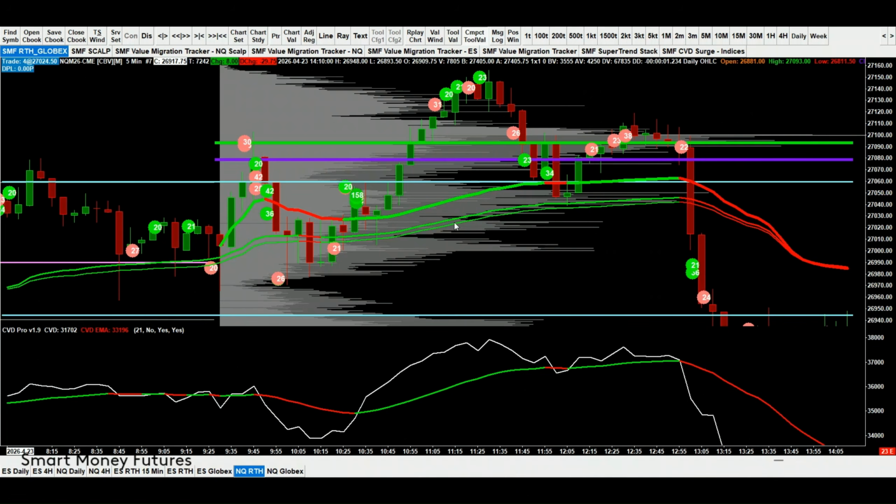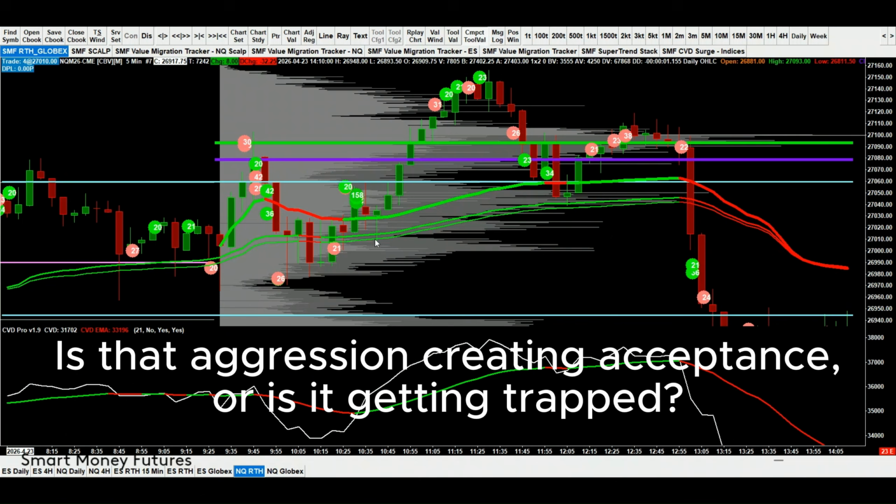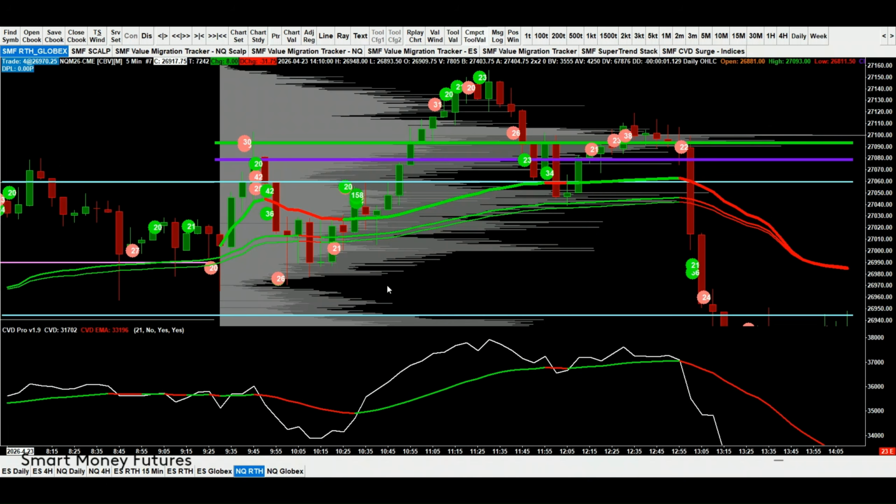Okay, this one is called How to Use CVD Like a Professional. Most traders do not lose money with CVD because the indicator is bad. They lose money because they ask it the wrong question. They see CVD rising and think buyers are in control. They see CVD falling and think sellers are in control. But that is not the professional question. The real question is: is aggression creating acceptance, or is it getting trapped? That one shift can completely change how you trade NQ and ES.